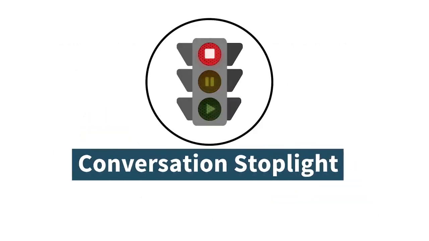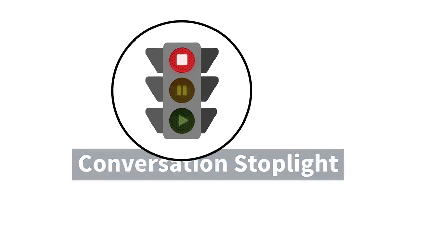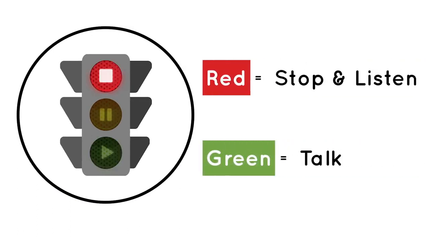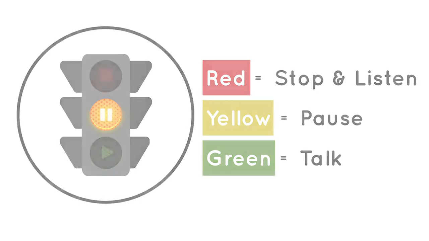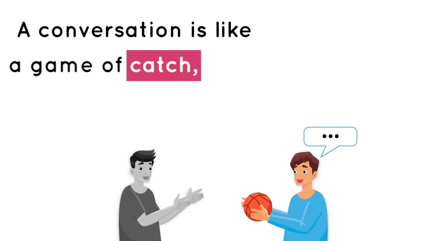The Conversation Stoplight is a visual tool that helps students learn when it's their turn to talk in a conversation. When it's green, we talk. When it's red, we stop and listen. There may even be times when it's yellow, when we started talking, but we have to pause to listen to someone else. I always tell my students a conversation is like a game of catch.